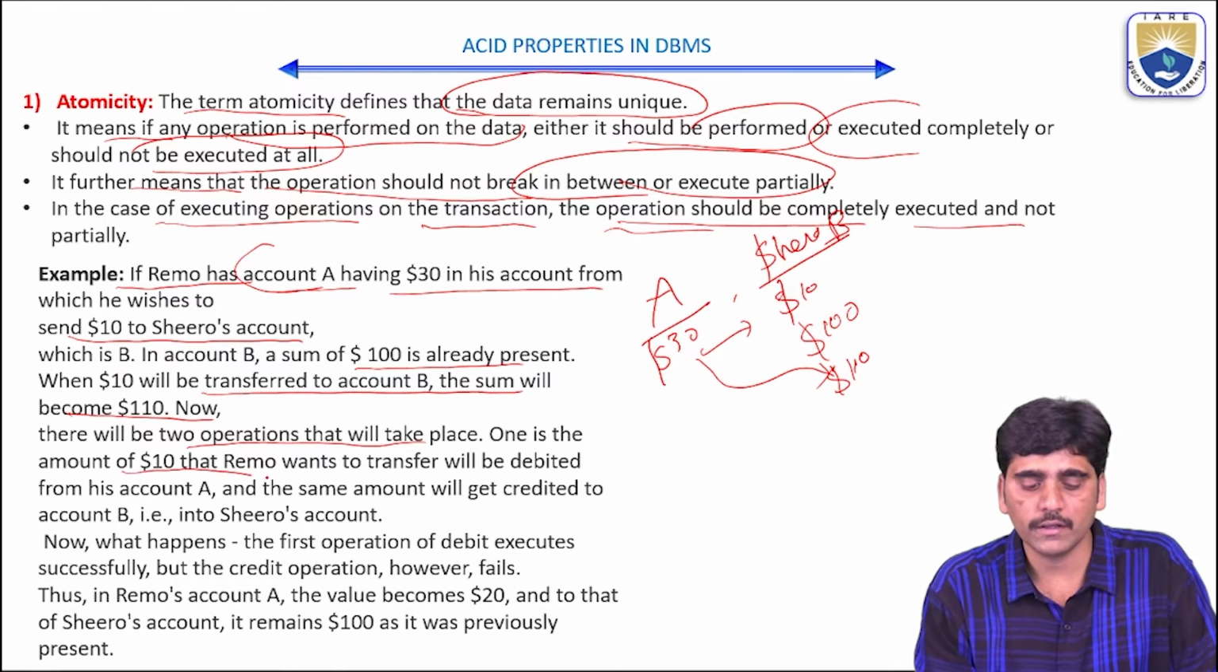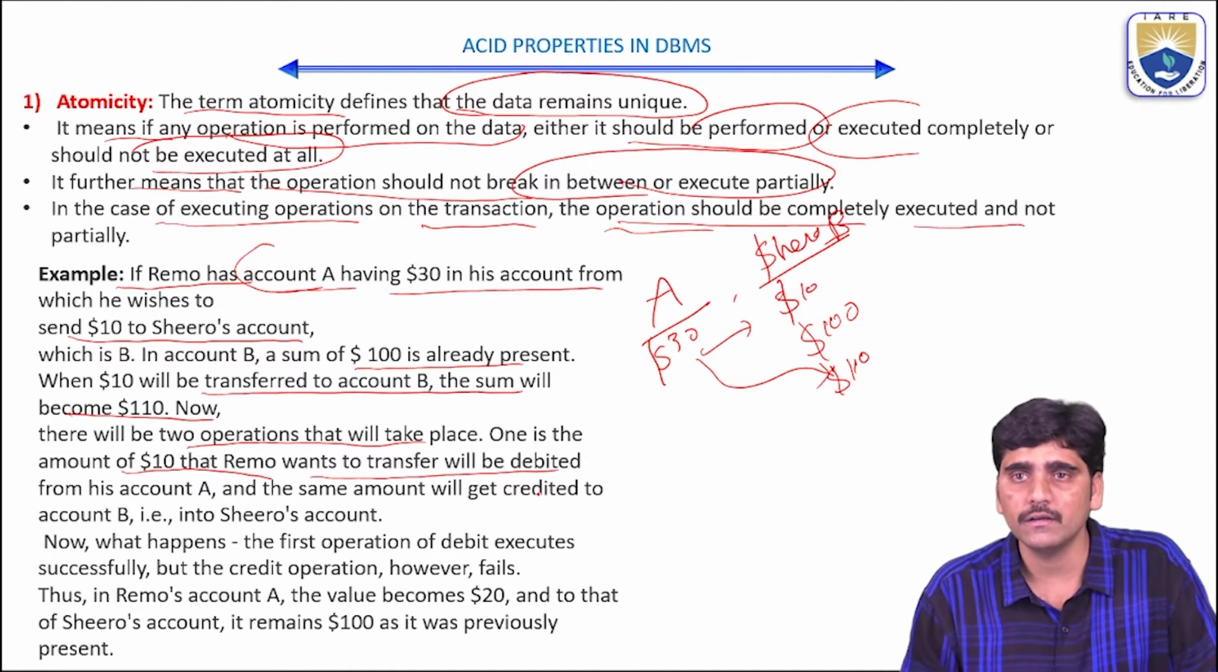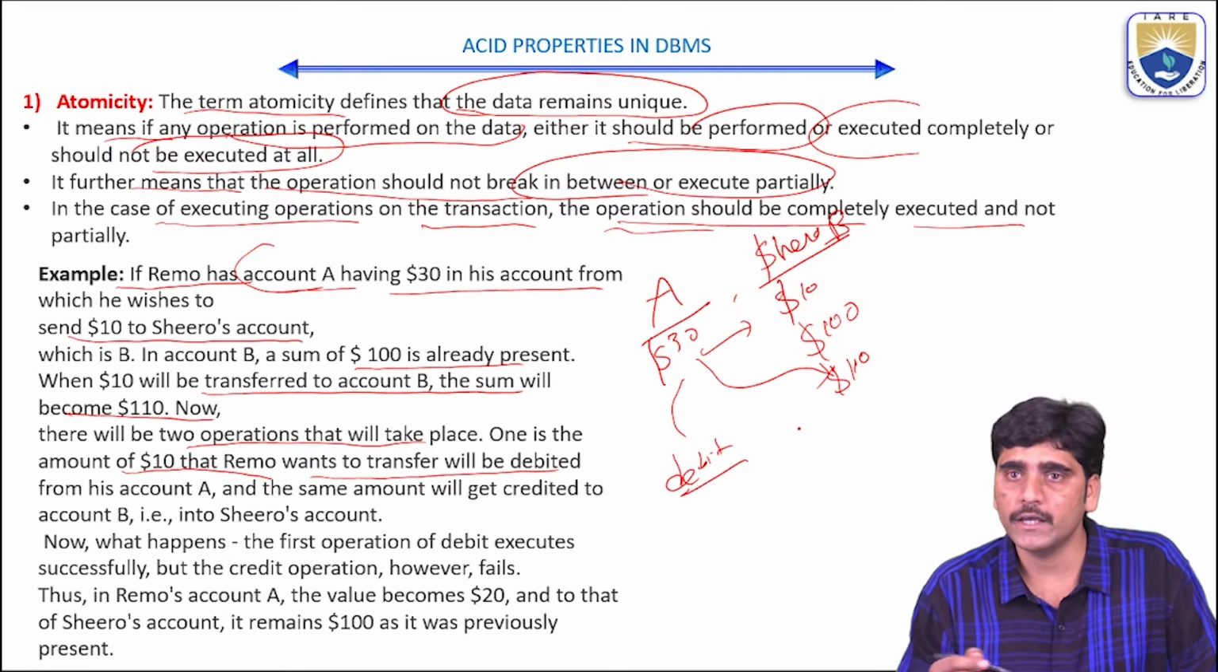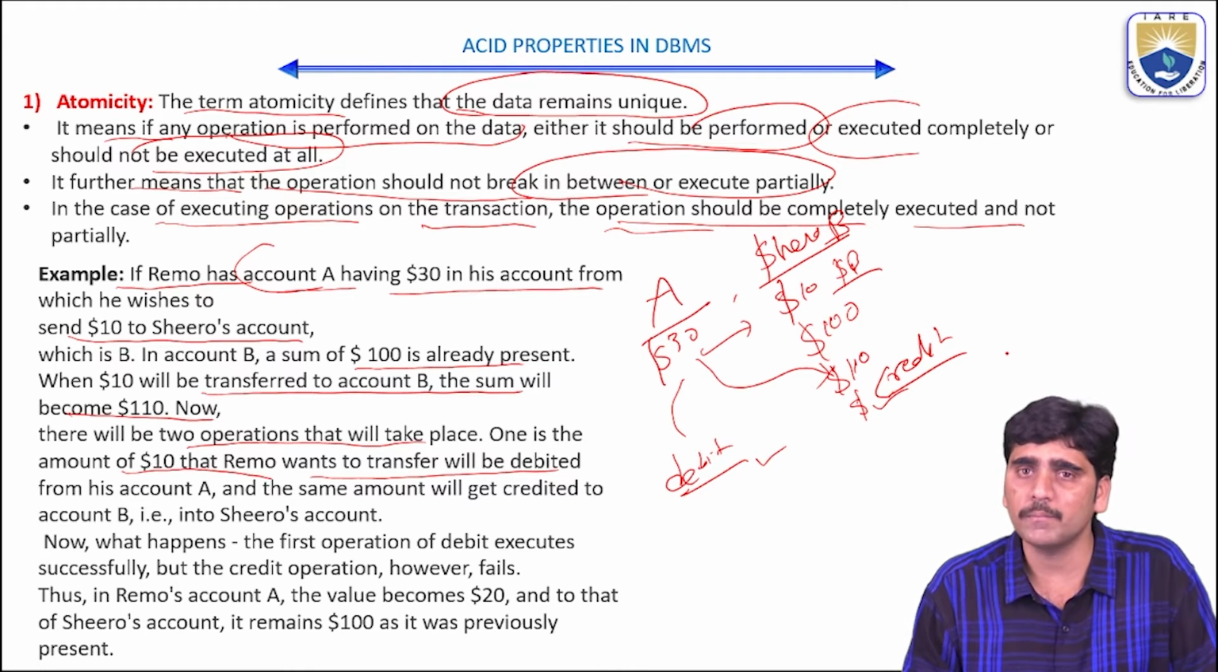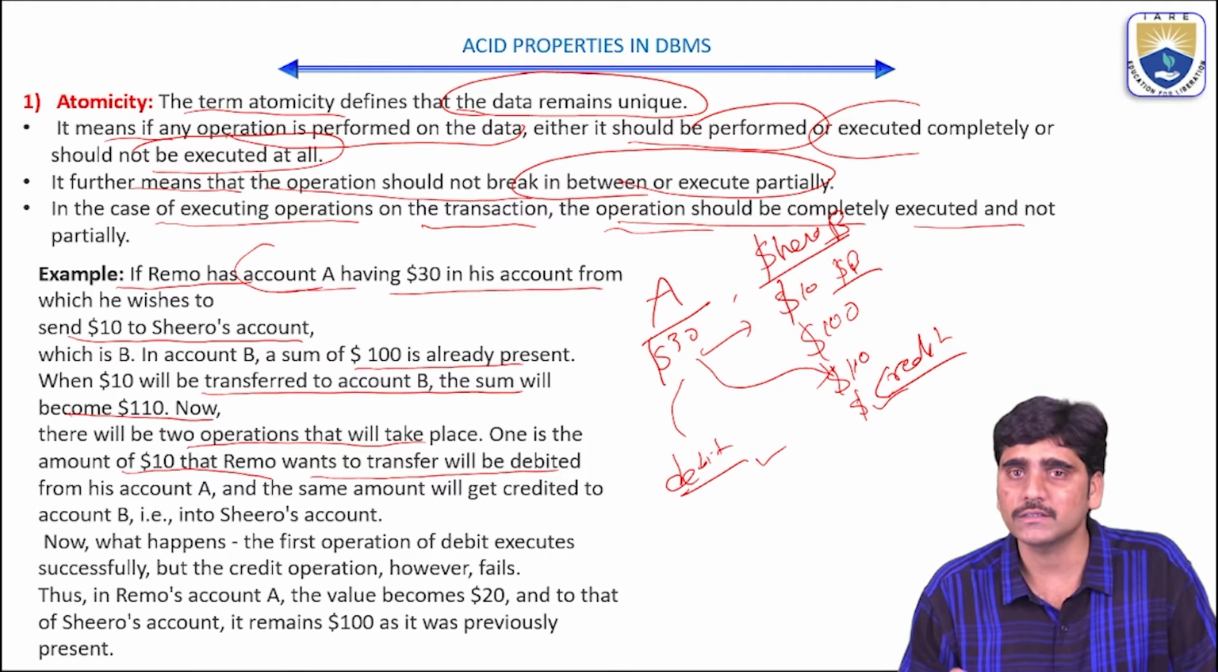One is the amount of 10 that he wants to transfer will be debited. So if he wants to transfer 10 rupees, here he is indirectly performing a debit operation. And the B account holder has a credit operation. So here the transactional operations, debit and credit, are performed. If these two operations are performed and the amount has been successfully transferred to the B account, then the atomicity property is satisfied.